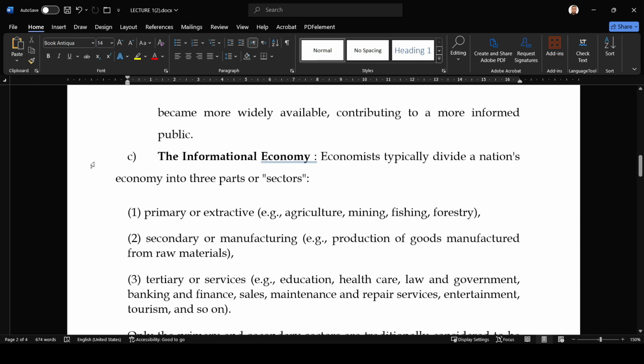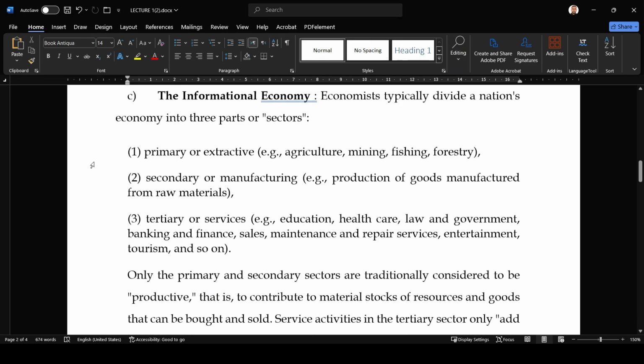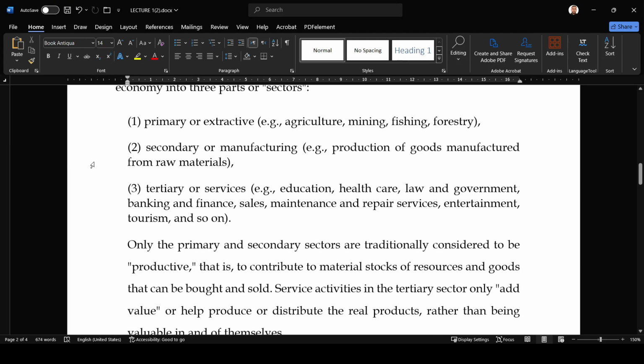C. The informational economy. Economists typically divide a nation's economy into three parts or sectors. 1. Primary or extractive: agriculture, mining, fishing, forestry. 2. Secondary or manufacturing: production of goods manufactured from raw materials. 3. Tertiary or services: education, healthcare, law and government, banking and finance, sales, maintenance and repair services, entertainment, tourism, and so on.